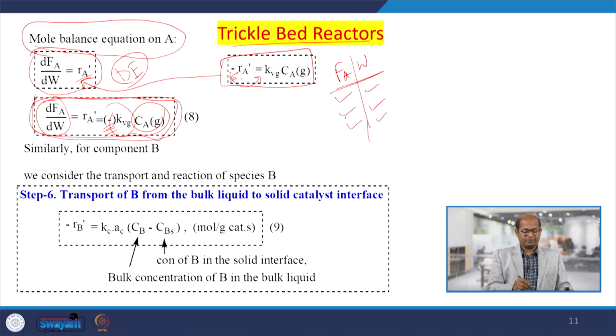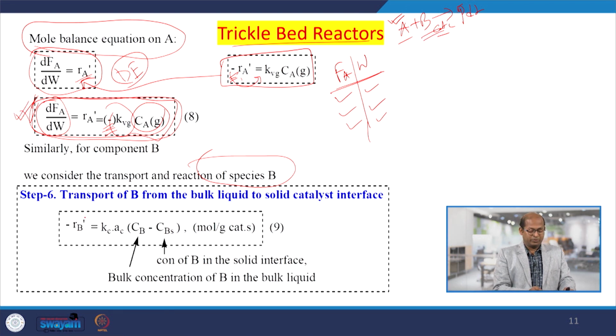So, this type of equation we have developed, the differential form of the design equation for this trickle bed reactor. Similarly for component B also; our reactants were A and B, going to the corresponding product in a trickle bed reactor. So here the design equation for component A we have developed. Similarly, for component B also we can derive the equations. For component B, minus R_A prime, earlier was R_AB, and for component B we can write the bulk concentration of the liquid, and this is the surface concentration.